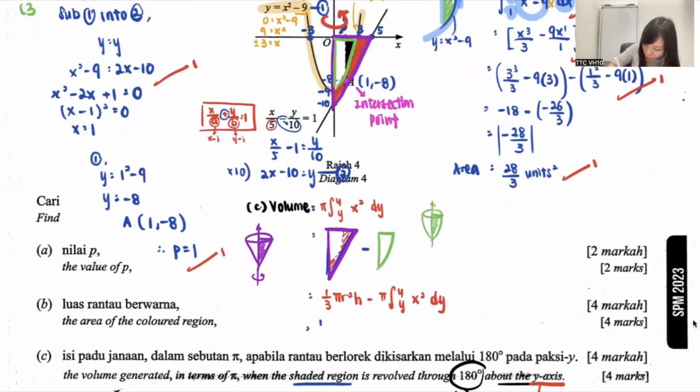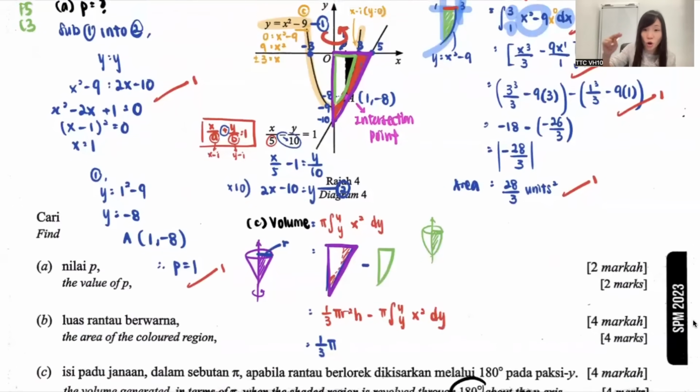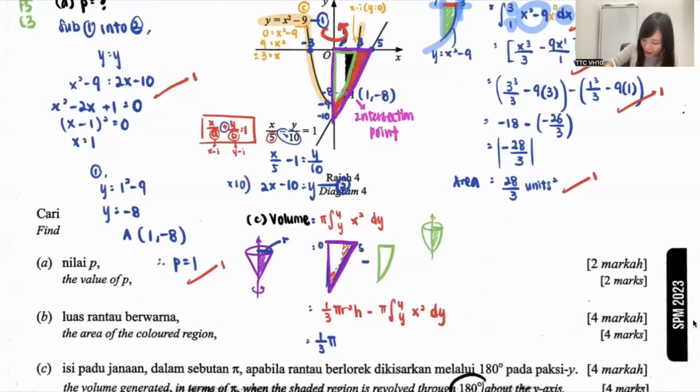So now, 1 over 3 pi. Which one is the r? I always recommend my students, whenever you get a cone shape, you better draw the cone shape, because whether the cone is standing up or laying down makes a huge difference to the values of the radius and height. So better draw it out. After you draw the cone shape, you realize it is standing up. Standing up, the radius is here. The radius is the horizontal line, which is 0 to 5. So the radius is 5.